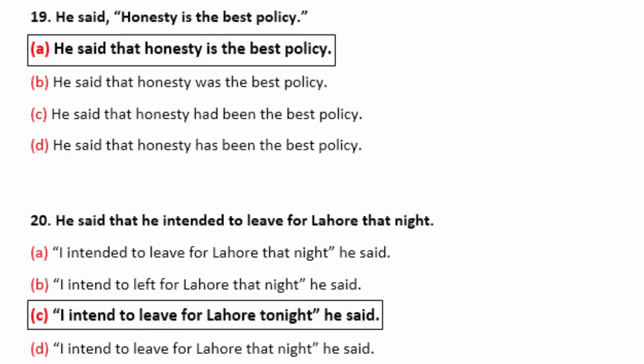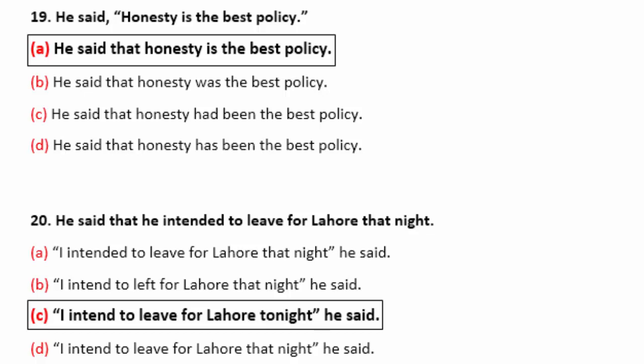Sentence number 19. He says, honesty is the best policy. As you can see, honesty is the best policy is a universal truth or a fixed sentence, and we don't make changes either in tense or in the sentence when a universal truth is given. So option number A is correct. He said that honesty is the best policy.